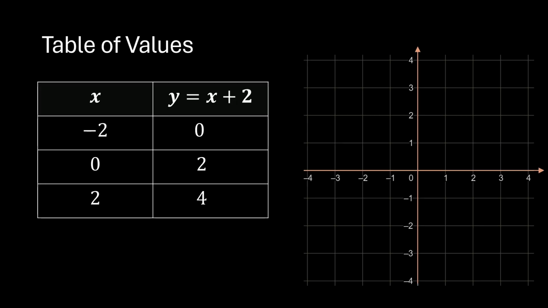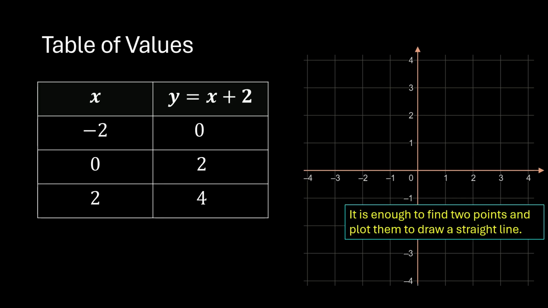Suppose we're asked to plot y equals x plus 2. It is enough to find 2 points and plot them to draw a straight line. So the points that we have taken are x equals minus 2, and when x equals minus 2 we have that y equals minus 2 plus 2, which is 0. So we plot minus 2, 0, as shown on your screen.